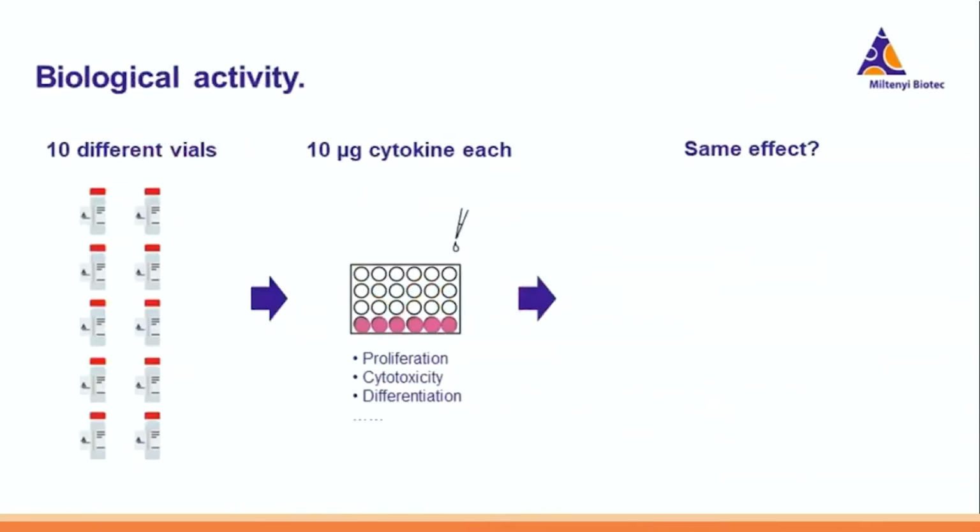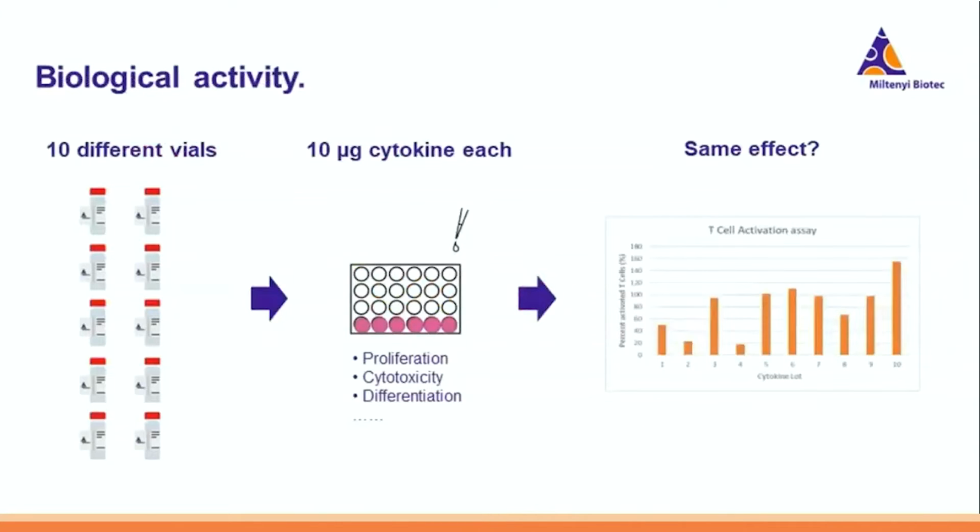So, if we are having 10 vials of a cytokine, different batches, and add 10 microgram of each vial to an assay, and for example, have a look at the proliferation of the cells, do you think it will have the same effect? Have all batches the same effect on our cells? If I ask like that, the answer is quite obvious. No, it's not. As you can see in this example down there.